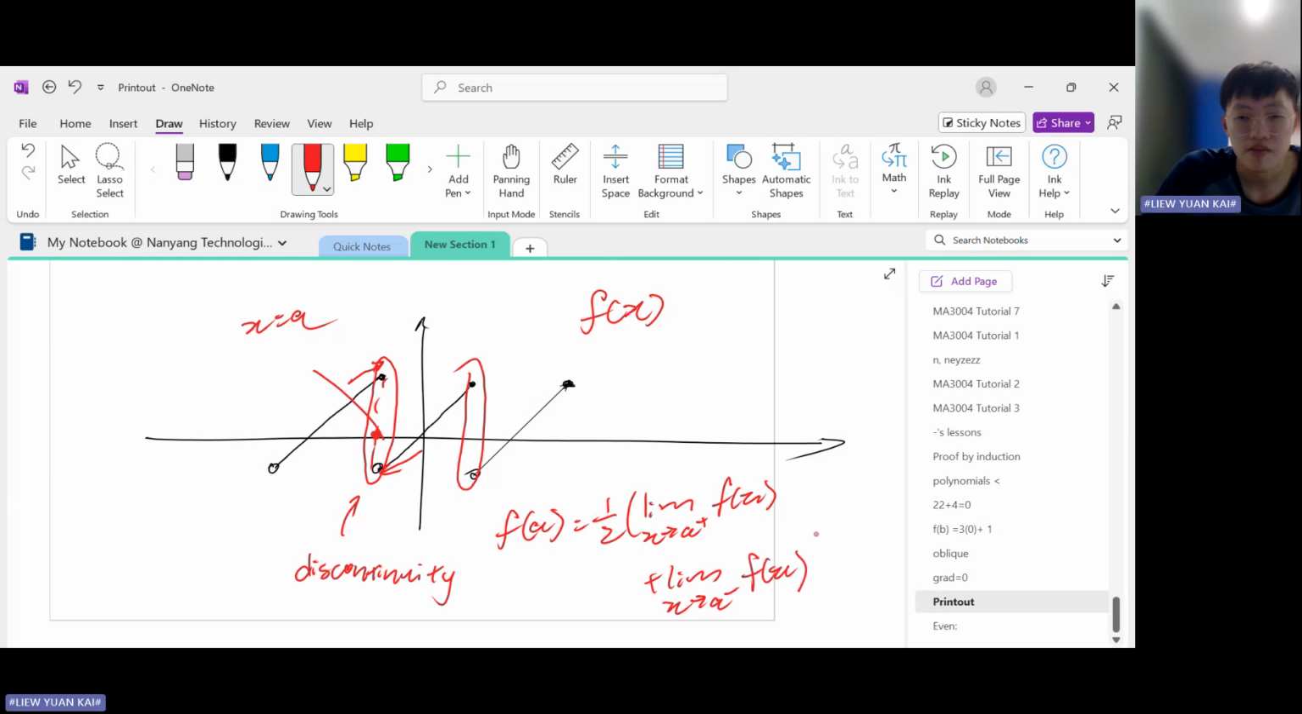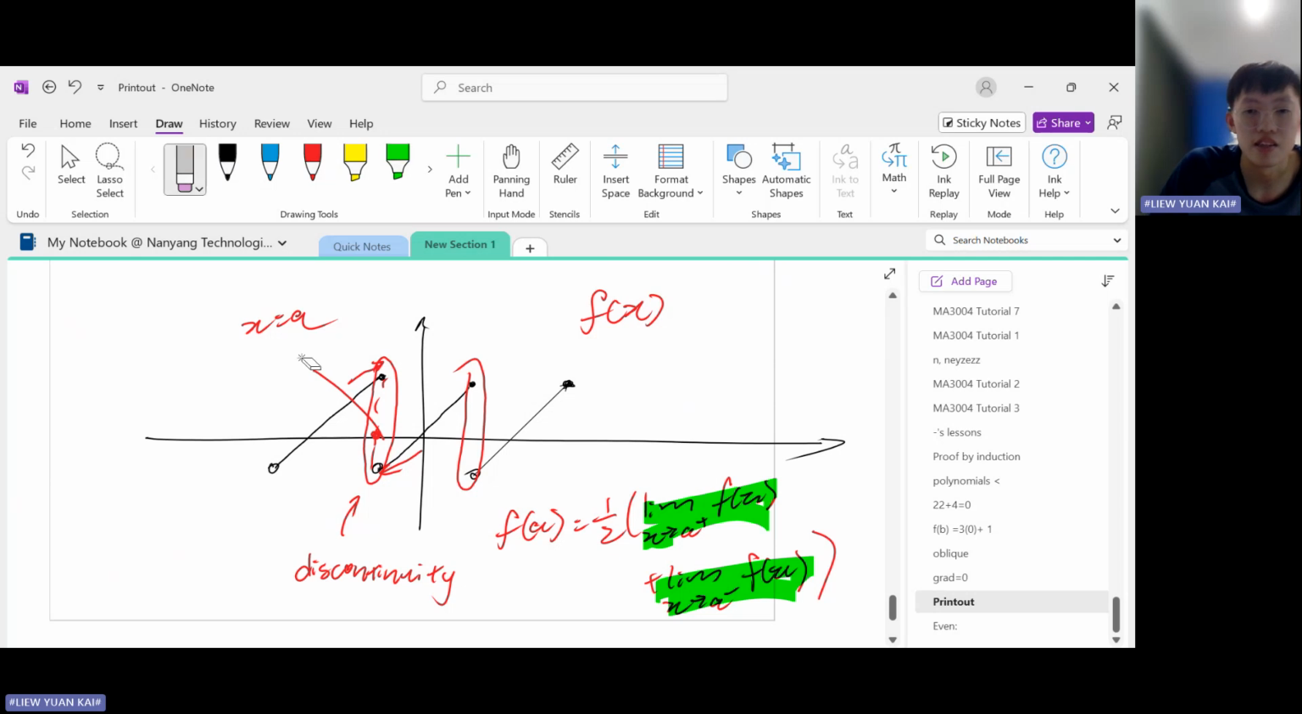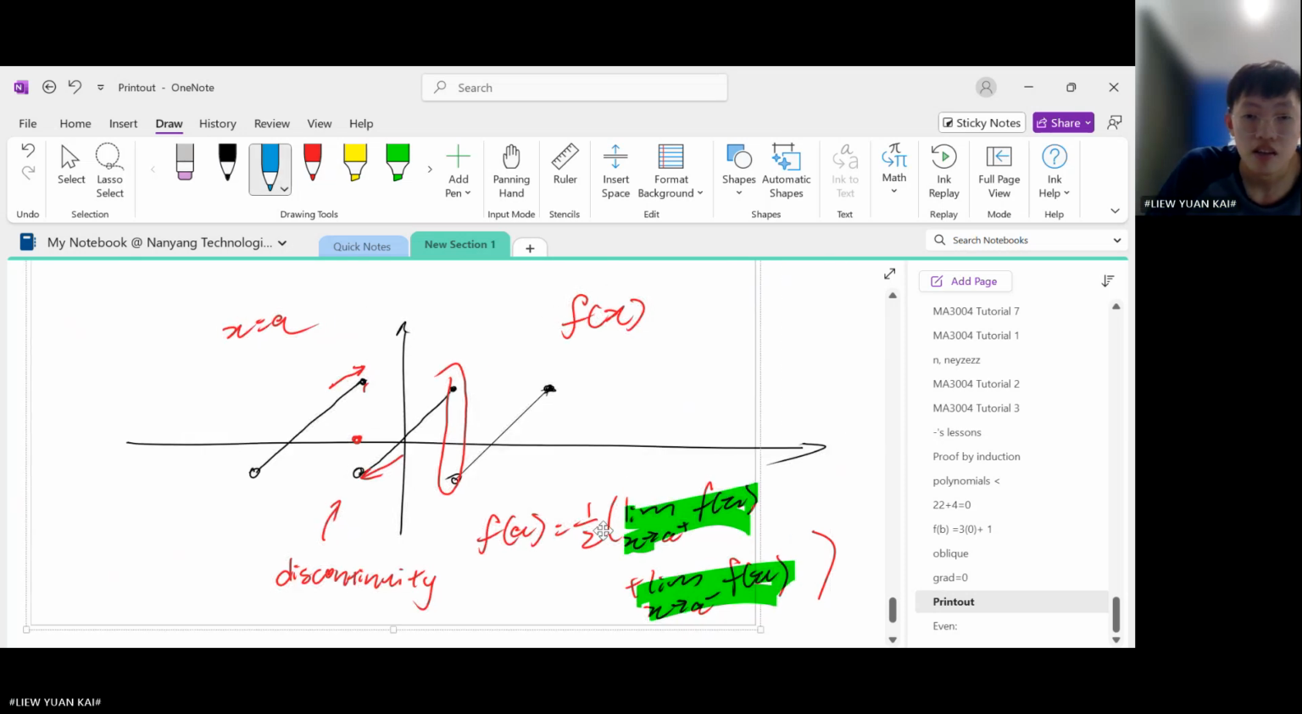And how would I find these values? This one and this one. I will take a look at the graph. You find these values by taking a look at the graph. So as I said before, this means the value of f of x as you approach x equals a from the right.